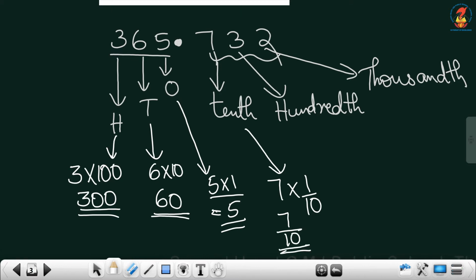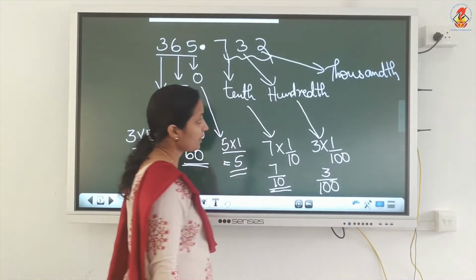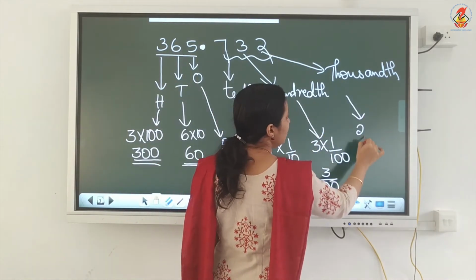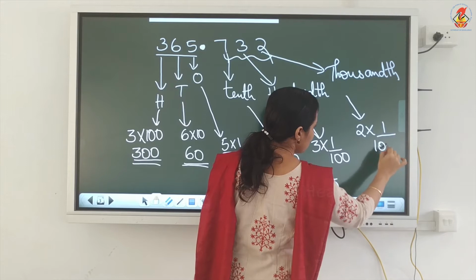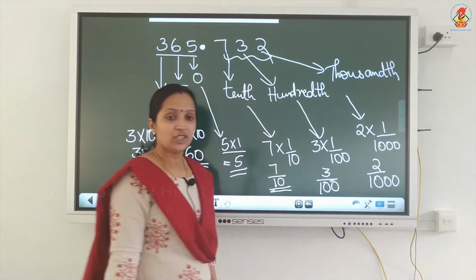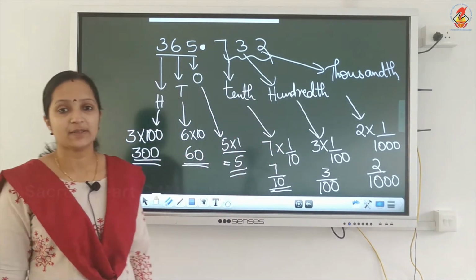Like the same way 3 is standing in 100th place. How will we represent the 100th? 1 by 100. So how will we find the place value of 3? 3 into 1 by 100, and we already studied fraction multiplication. So the place value of 3 is 3 by 100. I hope it's clear. Now 2 is standing in 1000th place. So what is the place value of 2? 2 into 1 by 1000, which is 2 by 1000. Is it clear, children, how to write the place value of each digit in a decimal number?